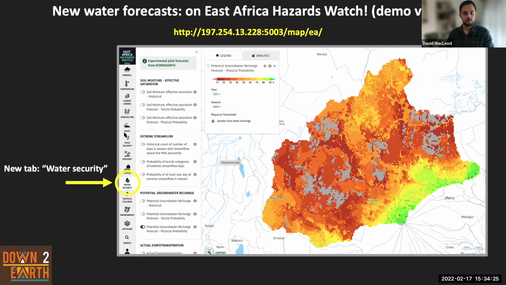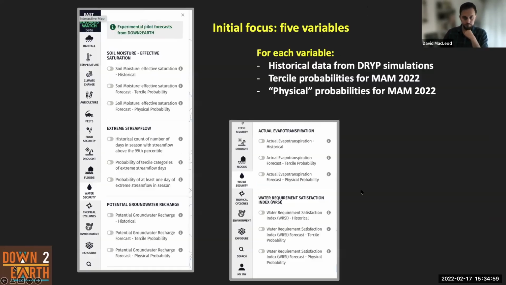Now, if you look down on the left panel, you will find a new layer called what we're calling water security for now. If you click on that, you'll see a whole bunch of different checkboxes for different variables. If you choose one, then we'll zoom into our test basin and you'll see the forecast. In this case, it's showing the potential groundwater recharge forecast, the physical probability. And there's one choice of physical threshold, which is greater than 0 mm recharge. And you can see the probabilities on the map.